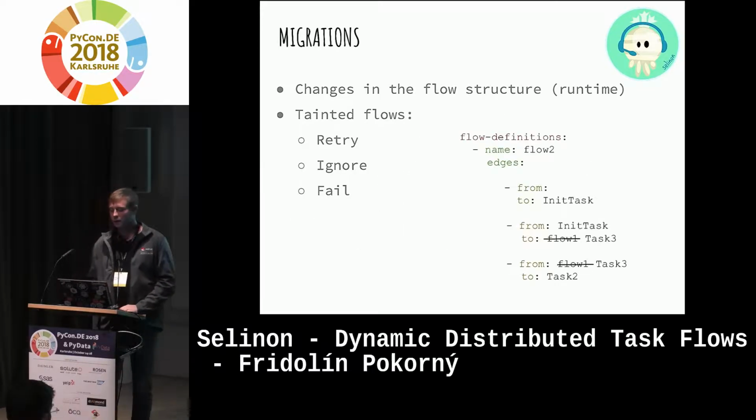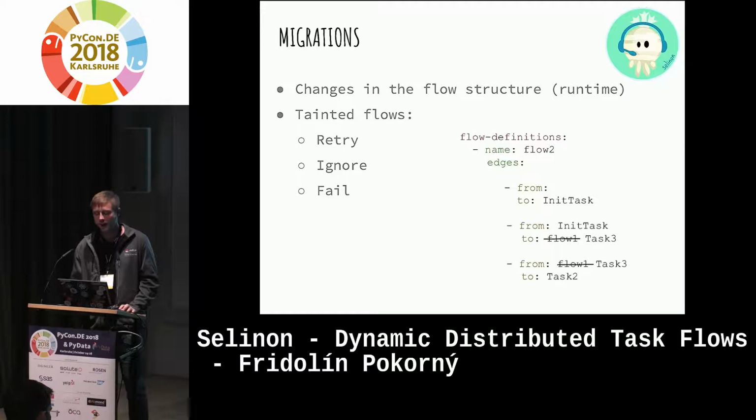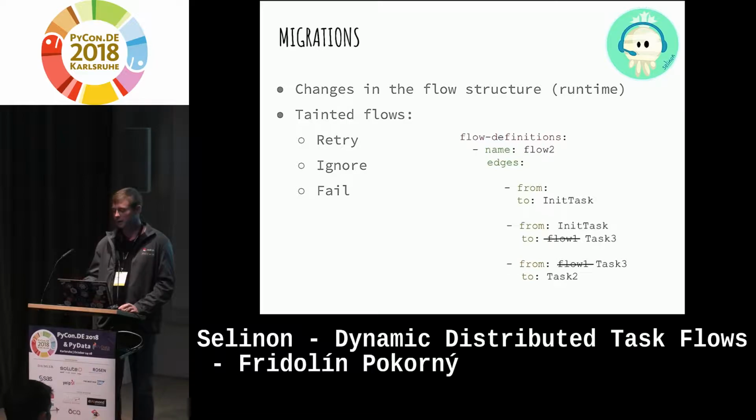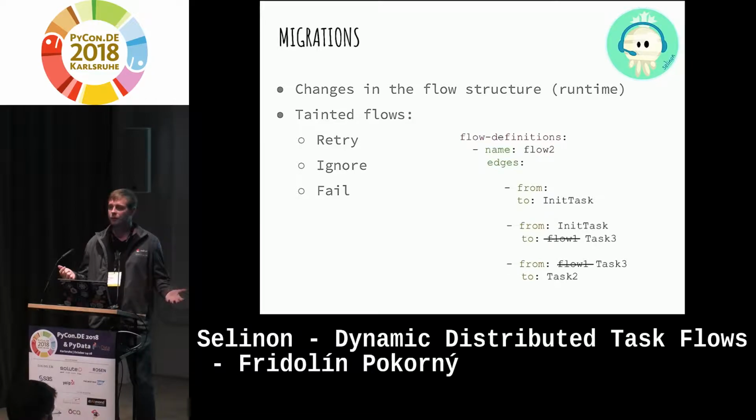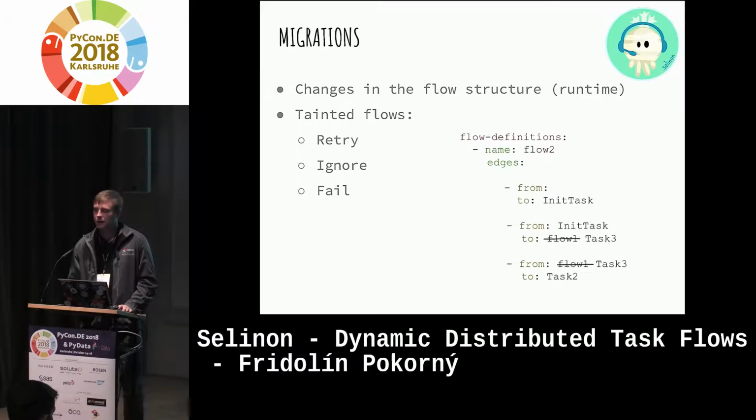Okay, so what are migrations? Imagine you have a system running in production, and then you decide, I don't want to run task 3 or flow 1 after the init task, but I would rather switch it to task 3. But I already have a running system. So in this case, Selinon comes with migrations, and these migrations help you to change the behavior of a production system at runtime. Selinon automatically computes what should be executed next on configuration change.